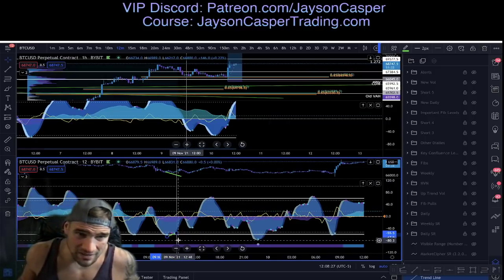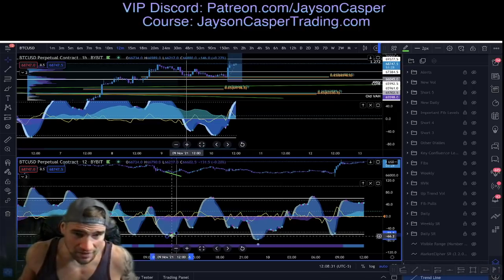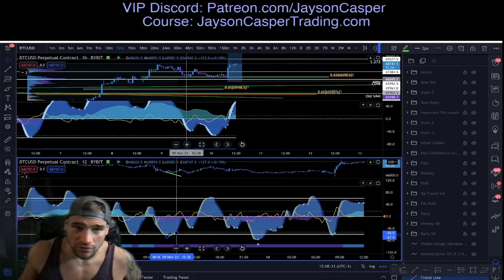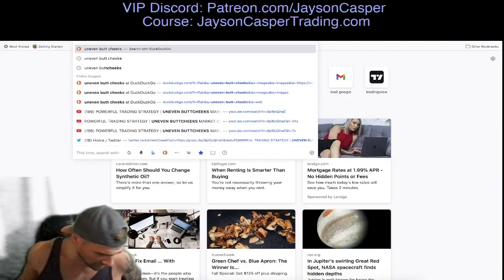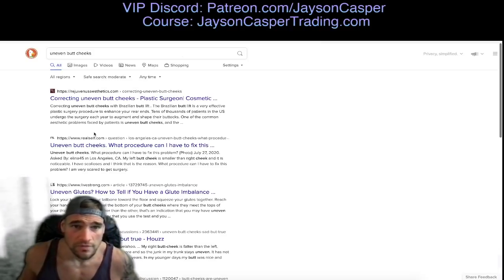If we see something like this, where we see two green dots, an uneven butt cheeks pattern, guys, an uneven butt cheeks, that's really what it is. Uneven butt cheeks. Enter.